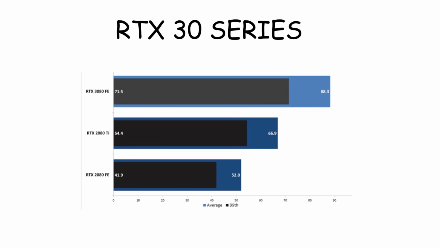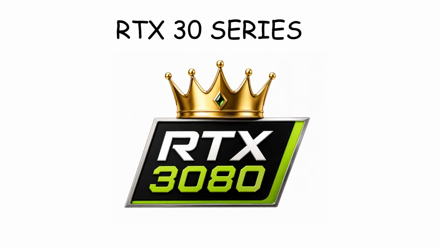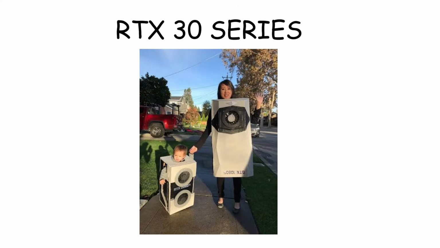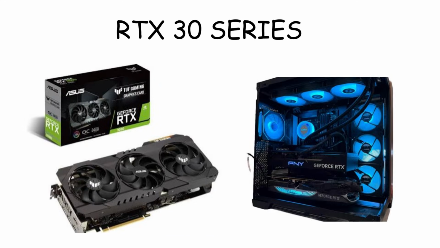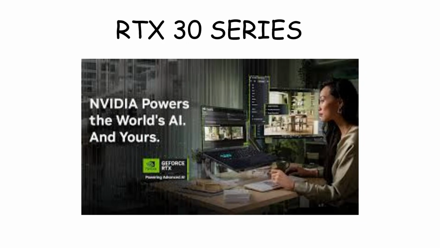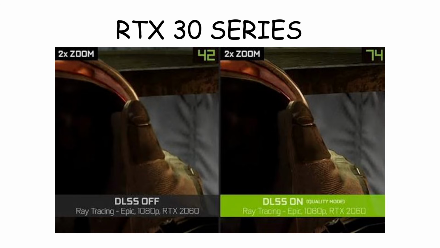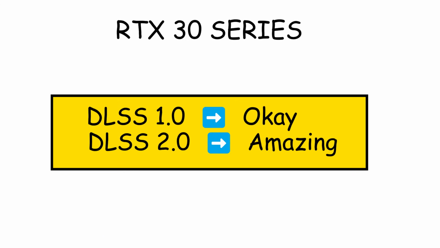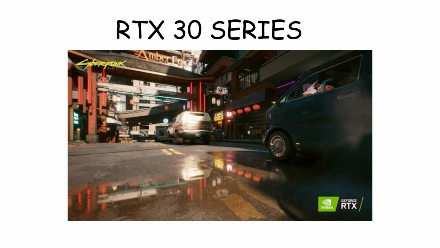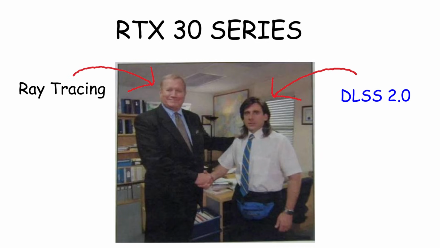The RTX 3080 became the gold standard for 4K gaming, and the RTX 3090 was basically a workstation card sold to consumers, with 24 gigabytes of VRAM that content creators and AI researchers loved. DLSS 2.0 also came with the RTX 30 series, and it was a massive improvement. Games started adopting it widely, and suddenly ray tracing plus DLSS together actually made sense as a combination.